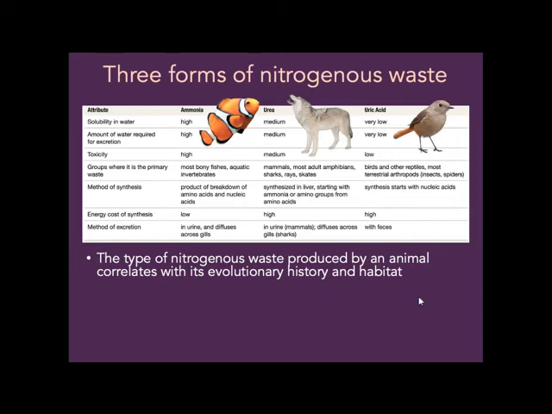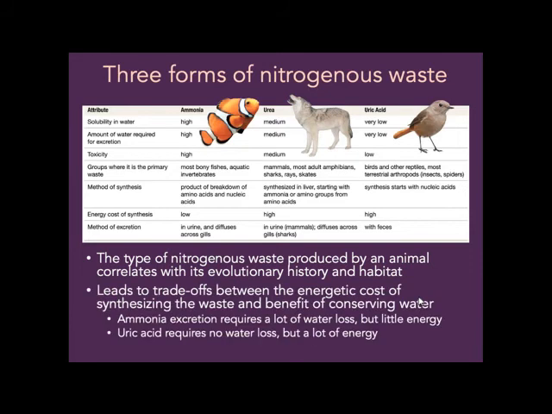So the type of nitrogenous waste that an animal makes is related to its evolutionary history and habitat, right? And so you can see that there are trade-offs between the energetic cost of making the particular kind of waste and the benefits of conserving water. So if you make ammonia, it requires a lot of water, but it doesn't take very much energy. So it's very efficient for a fish to do it, but it wouldn't be at all efficient for a mammal or a bird to make that. Uric acid requires no water loss, but a lot of energy, right? So it is not very toxic, so you can hold on to it for a long time, but it's quite energetically expensive to make, so it wouldn't be very cost effective for a fish, especially, or even a mammal to make it.